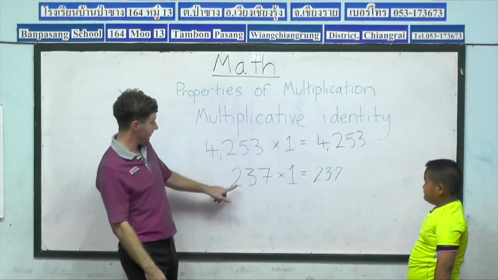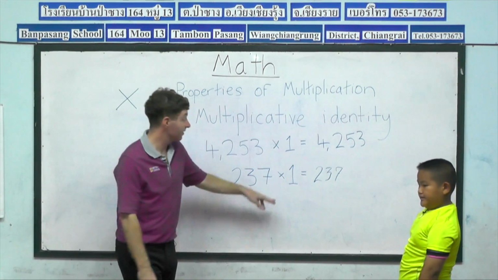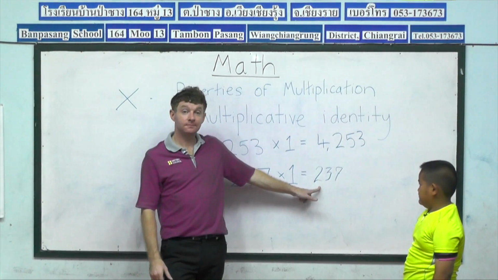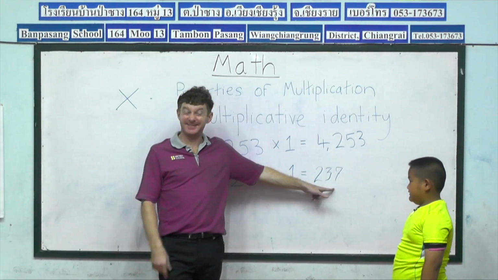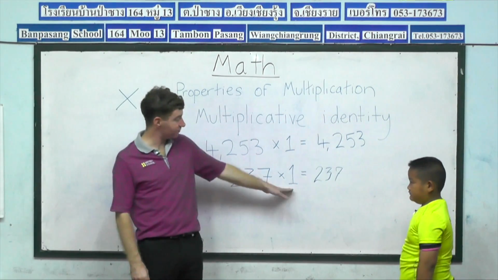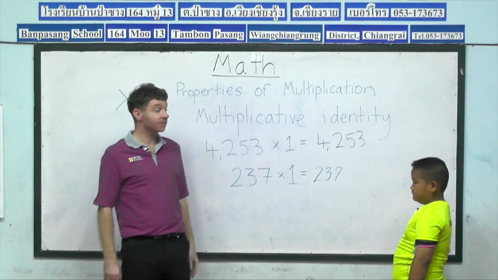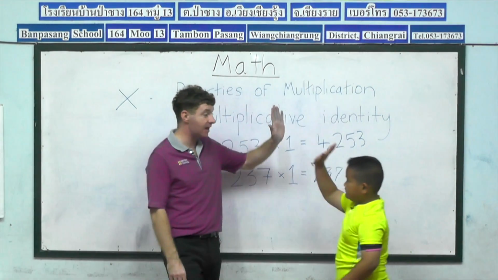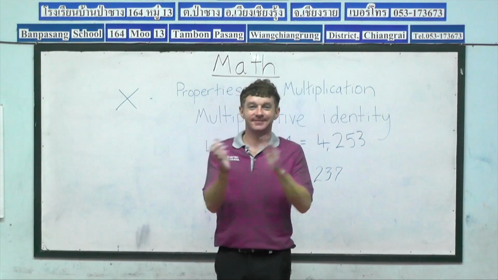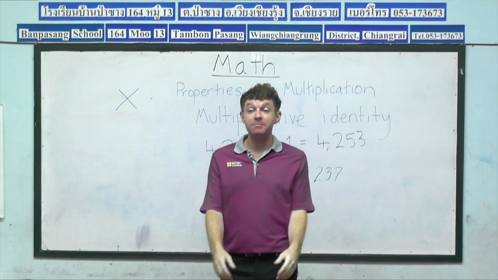So ready, Net? 237 times 1 equals... Yes, these are the easiest of all because we have the answer already. Whenever we times a number by 1, the answer is always that number. And Net, that was brilliant. High five. Big round of applause for Net, please, guys. A big round of applause for everybody for doing a great job.